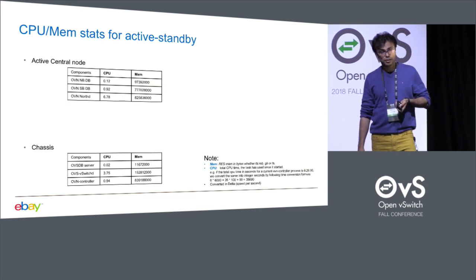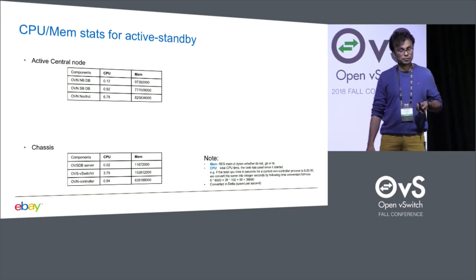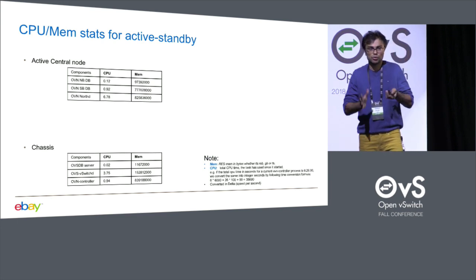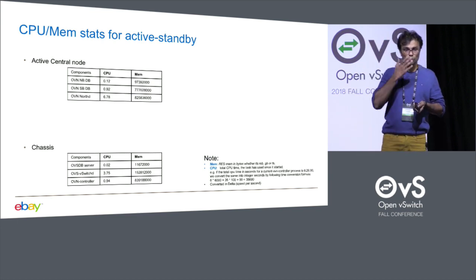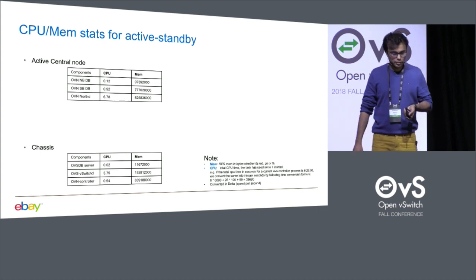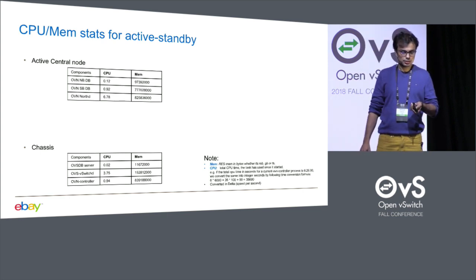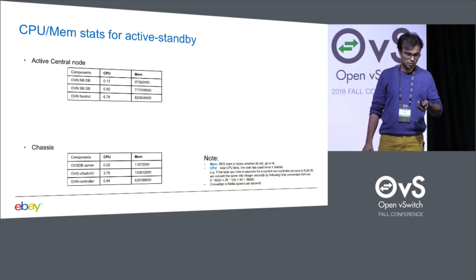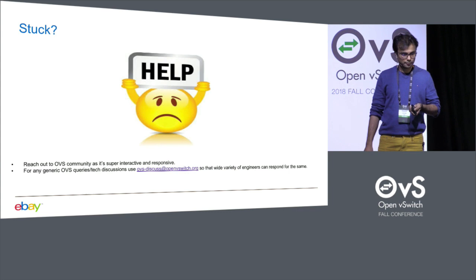These are rough CPU and memory stats for all of the components, for both the central node and chassis. I didn't include the gateway here because I wanted to cover the scope of the control plane itself. So you'll see OVN northd touches about 0.8 gigabytes when running at scale. It will obviously vary. I just wanted to give a glimpse of what the stats would look like.